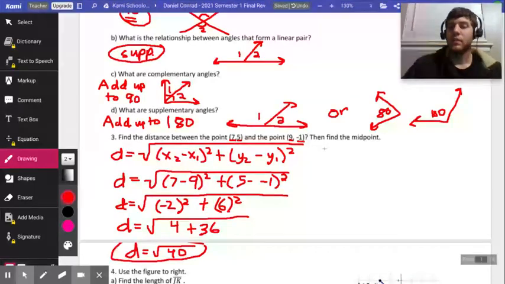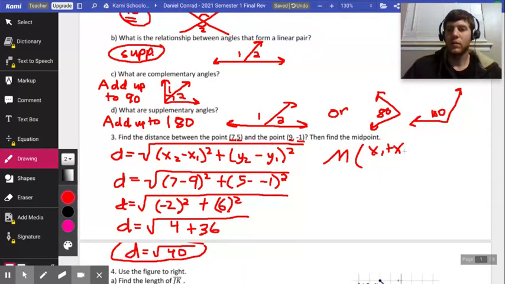Okay, then it says to find the midpoint. So your midpoint formula is x1 plus x2 over 2. We're finding the average of the two x values. And then y1 plus y2 over 2, which is the average of the two y values. So 7 and 9, you can already see without using the formula, what's halfway between 7 and 9? That's going to be 8. And what's halfway between 5 and negative 1? That's going to be a positive 2. But if we can't do that in our heads, we've got to use the formula here.